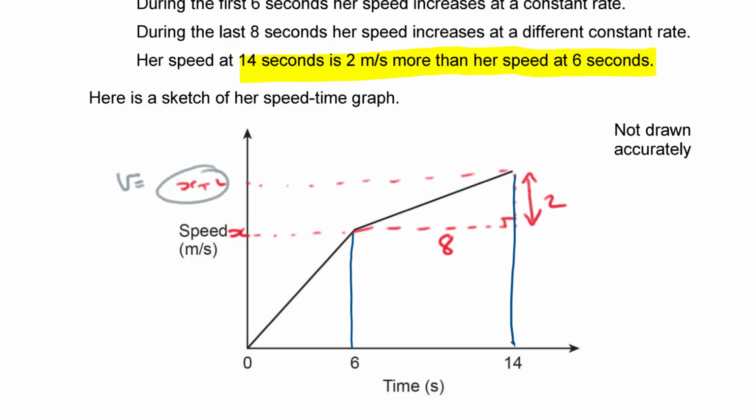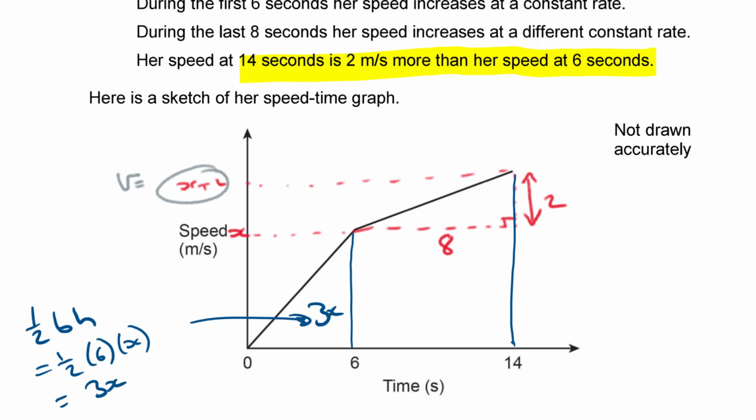Breaking up my graph into 2 distinct areas, I've got a triangle down here and I've got a trapezium. Now let's say that the speed, we said was x, wasn't it? So the area of this first triangle is half base times height, which is half times the base line, which is 6, times a height, which we called x. So half times 6 times x. That means this has an area of 3x, doesn't it? So the triangle has an area of 3x.